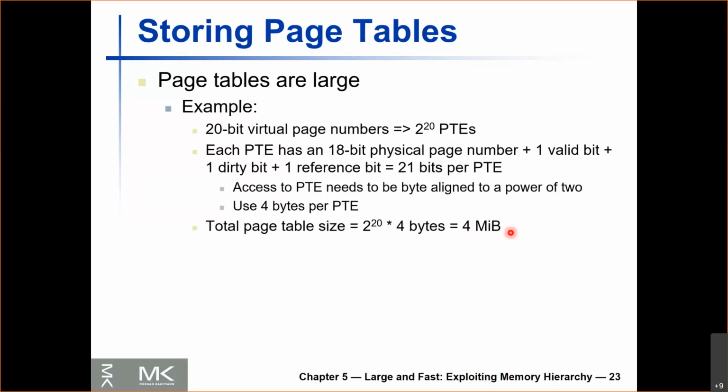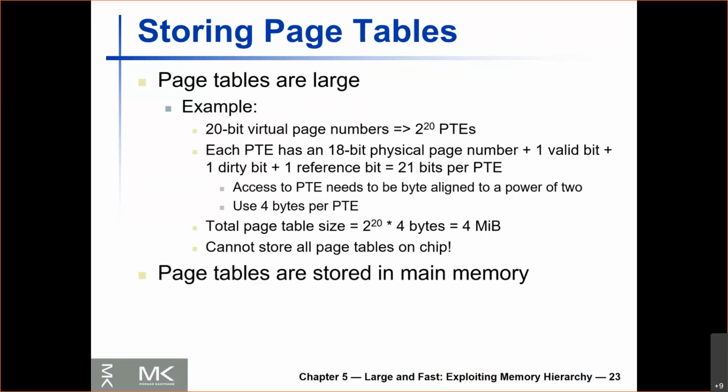And if I have many programs running in my processor at the same time, storing 4 megabytes on chip for every program or every process is way too expensive. Okay, so we cannot store all the page tables on chip. So where should we store them? Right, in memory. So the page tables are going to be stored in main memory. Every program is going to have 4 megabytes of main memory dedicated to its page tables.